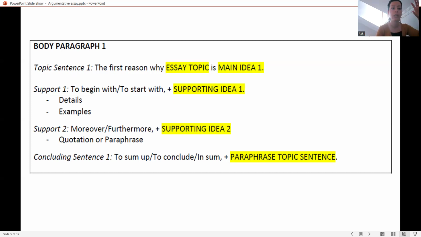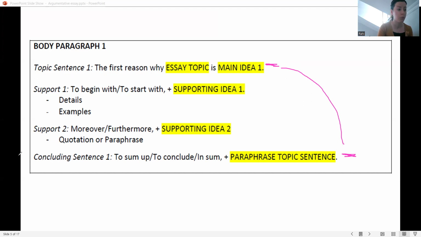You can have your own idea at first and then the citation, or the citation at the beginning and then your idea. And then we end the body paragraph with a concluding sentence. First, use one of these phrases to sum up, to conclude, or in sum, and then you should paraphrase the topic sentence. So, in each body paragraph, the first sentence and the last sentence should be similar.